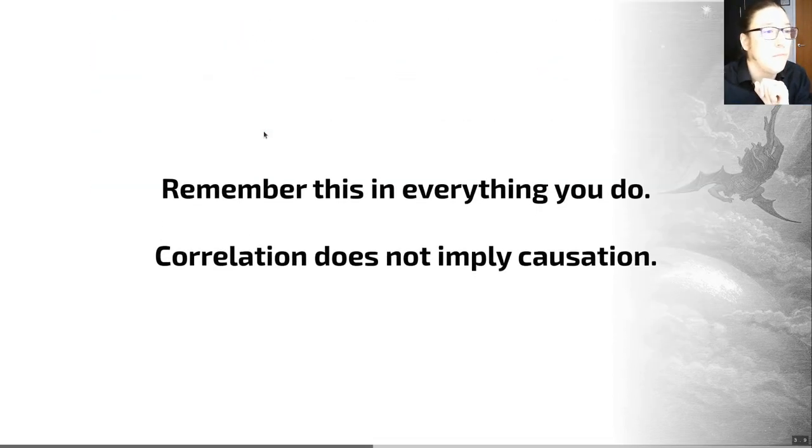But I do want you to remember this in everything that you do, because if you're working in the scientific world, it's a really important lesson for us to learn that correlation does not imply causation. Even if two things are correlated, unless you can find the mechanism between the two, then there could be a third thing that's causing the change in both of those things. So please do your best to remember this as you go forward into your careers, because it's a really important lesson.